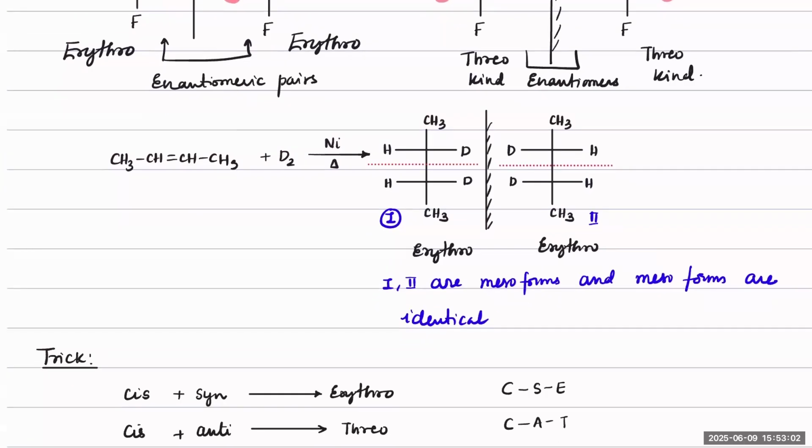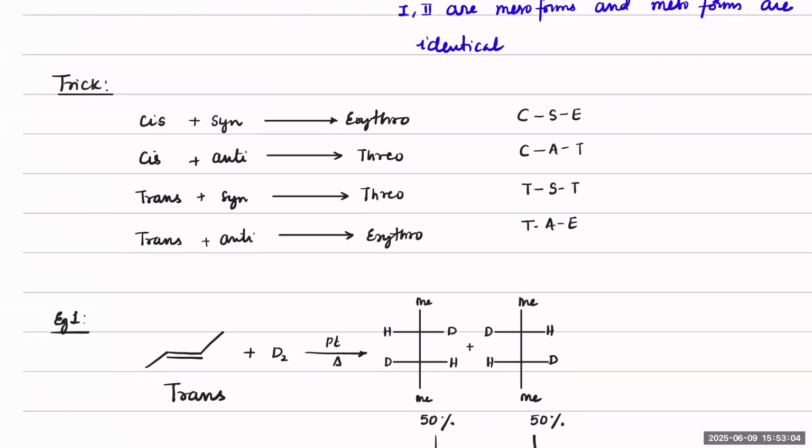But whether you will get erythro or whether you will get threo is to be learned from this basic trick you would always remember. That is, if you have a cis molecule and you make a syn addition, you are entitled to always get erythro as a product. Correct? If you have cis molecules and you have anti-addition done, you'll always get threo as the major product. If you make a trans molecule and then make a syn addition, again you'll get threo; trans and anti, you'll get erythro. Got it? Clear, beta? So you can always remember it this way.